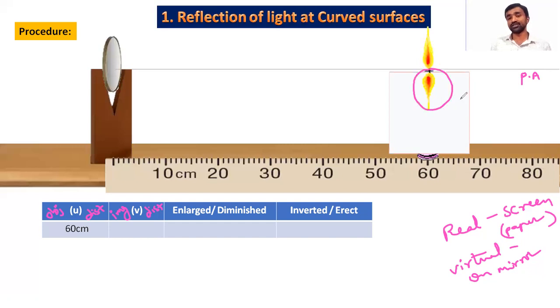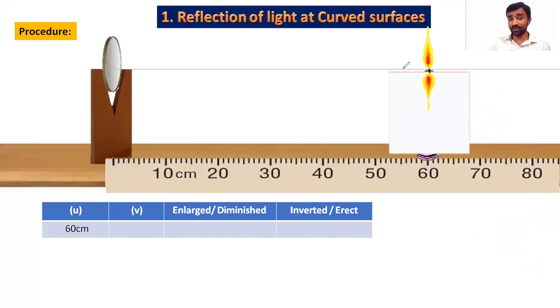Up to that distance you can move. Maybe you need to adjust the paper. Why? To obtain a sharp image, where you can see the bright flame. Right? So adjust the screen at that region only, then you will get a sharp image. Clear? For that purpose you are required to adjust.